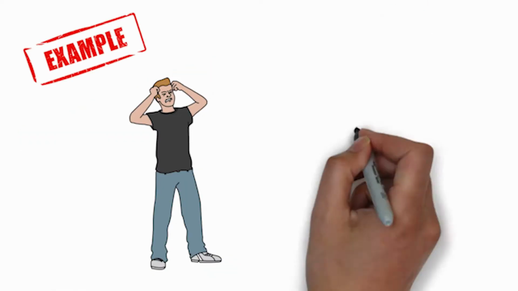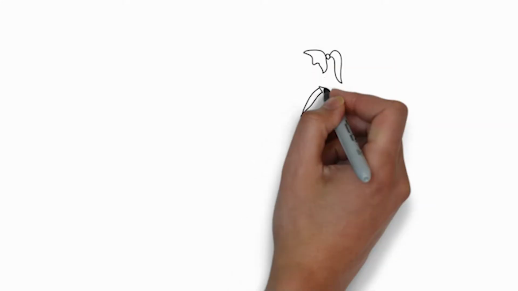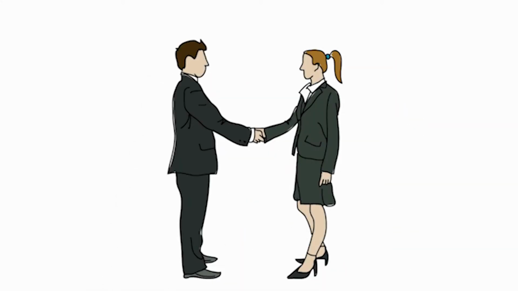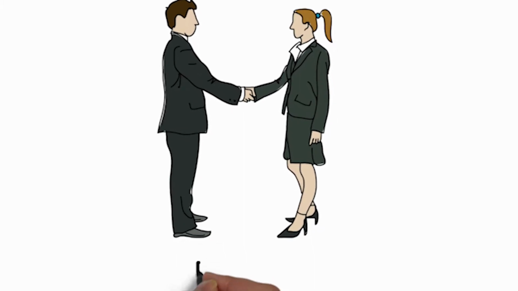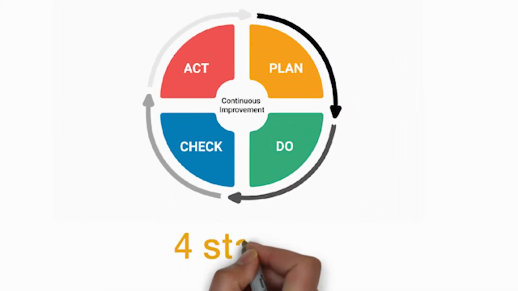For example, if you have many customer complaints about the slow response rate of the support team, you will probably need to improve the way your team works to keep customers satisfied. This is the point where PDCA comes into play. Let's take a closer look at the four stages of PDCA.